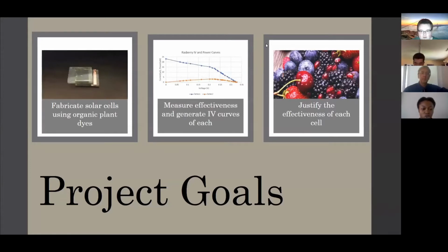So our project goals for this summer included fabricating our own individual solar cells using organic plant dyes locally available to us. By doing this, we're able to measure the effectiveness and generate a characteristic curve for each of these devices. And by creating these curves, we're able to justify the effectiveness of each cell.